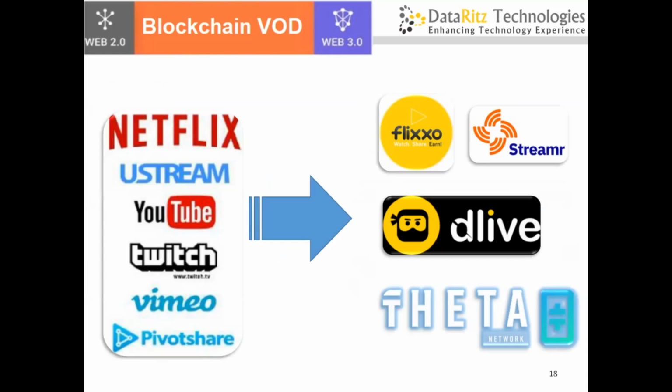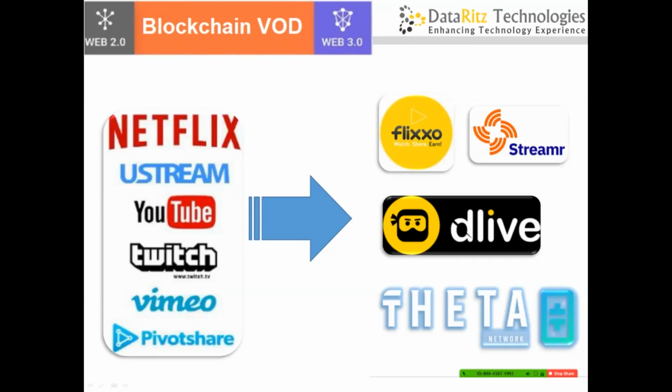Flexo, Streamer, DLive, Theta Network. So these are some of the blockchain videos. You go there, you can do live stream. DLive is just live streaming, you can watch live video like Netflix and other things. So these are the blockchain-based solutions which are available in the market. You can go through all these things and see how they work.